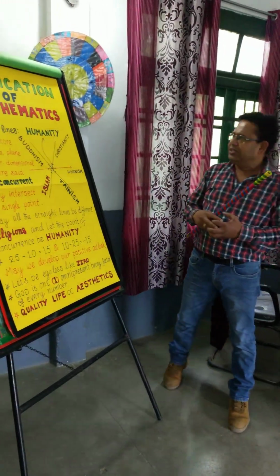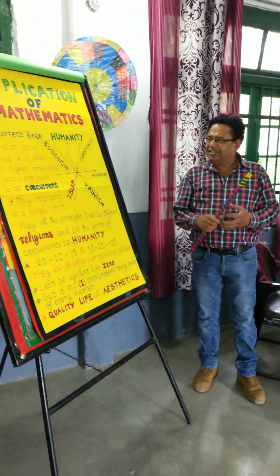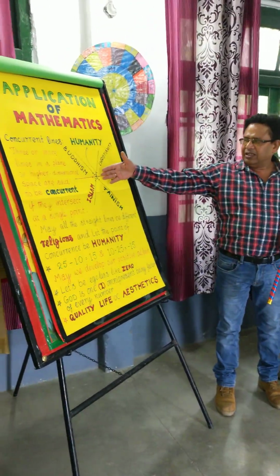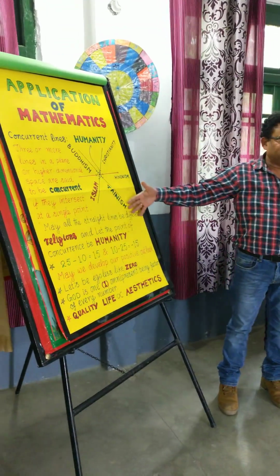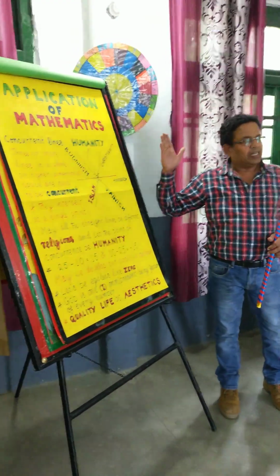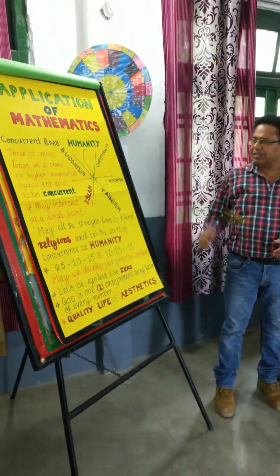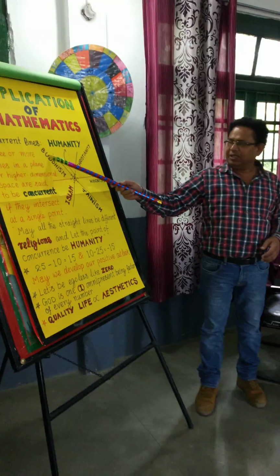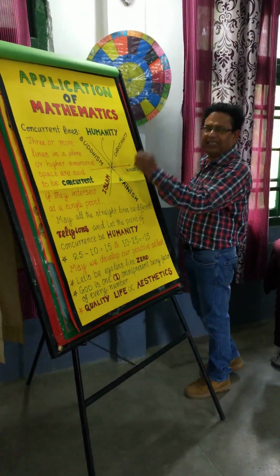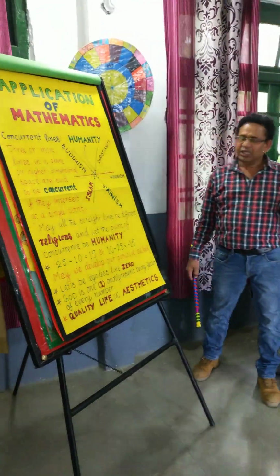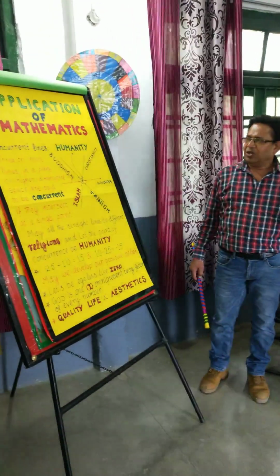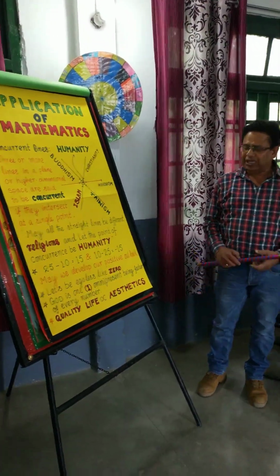Now, the best part of this: whatever subject we teach, let us integrate it with human values. Similarly, in mathematics, you see there are so many concurrent lines and they pass through only a single point. Let the single point be humanity. Let the lines be Christianity, Buddhism, Islam, Jain, Hinduism, all passing through only a single point, and that point, we know, is our humanity. So this is how mathematics can be integrated into values as well.